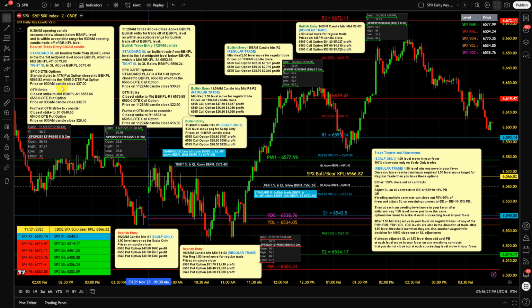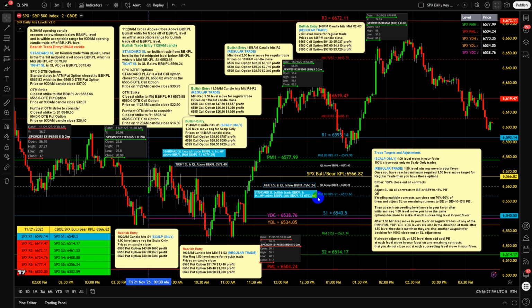Now, what about as far as the other option strikes? I said there were 3 option strikes you can consider on any bullish or bearish trade. So here we have 2 out-of-the-money strikes that you can also consider on this bearish trade from the bull-bear KPL. How you figure out with this indicator what the acceptable out-of-the-money strikes are is as follows. You take the level that you're taking the trade from, in this case this level here, and the direction that you're taking the trade, a bearish trade.